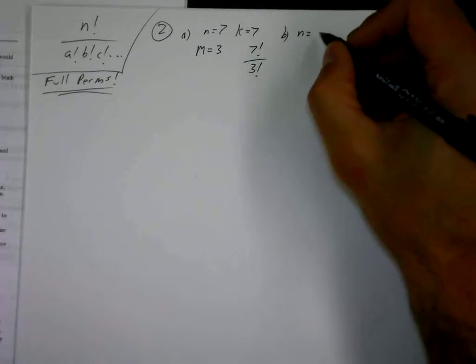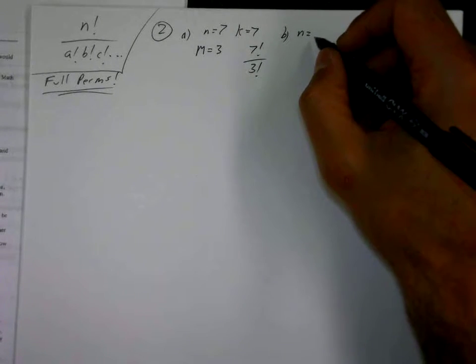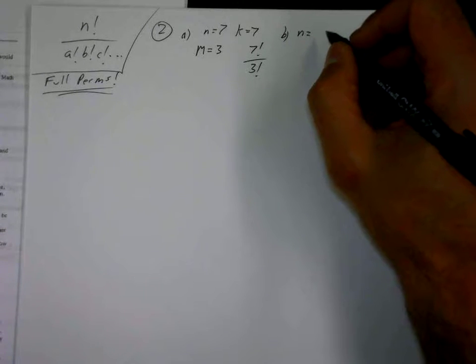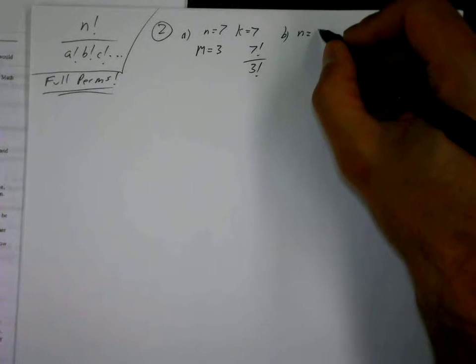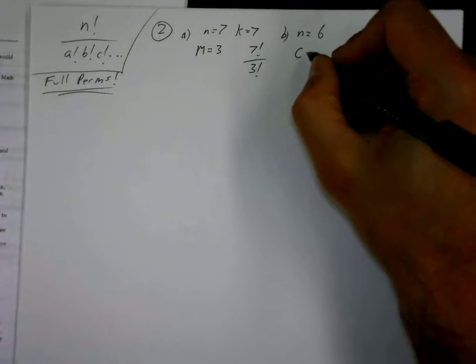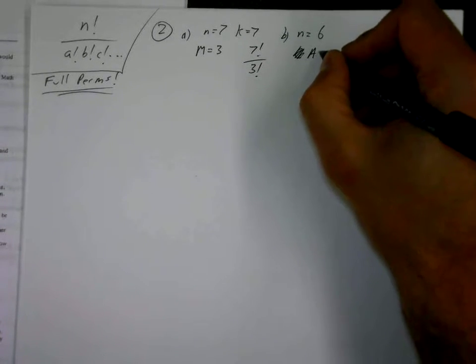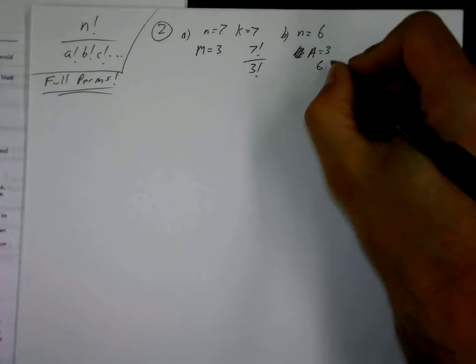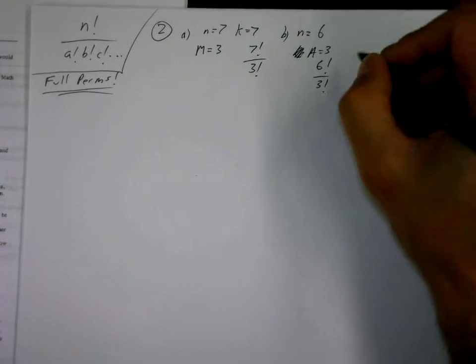Here, n, I'm not going to write k because it's always going to be the same as n. N is going to be, in Canada, 1, 2, 3, 4, 5, 6. 6 of those letters. There is 1 C. That's not what I'm looking for. There are 3 A's. So this is going to be 6 factorial over 3 factorial.